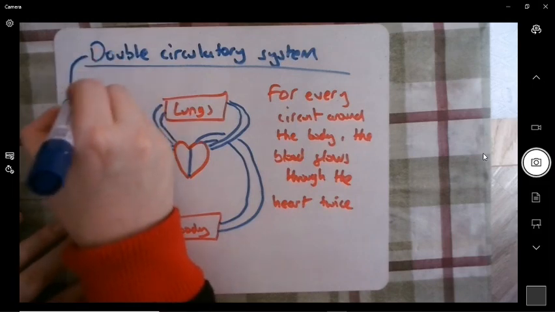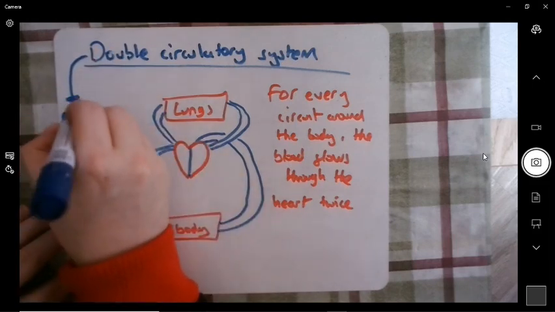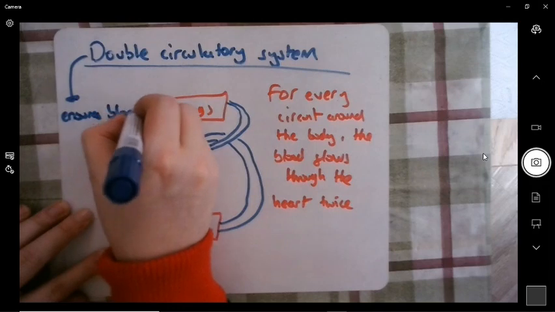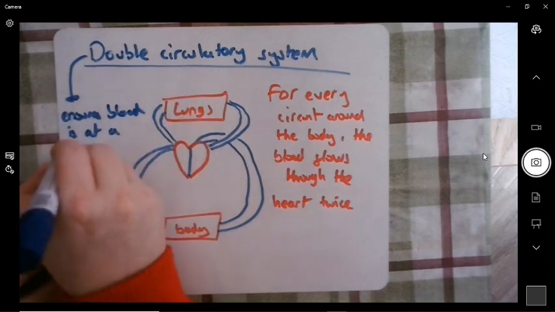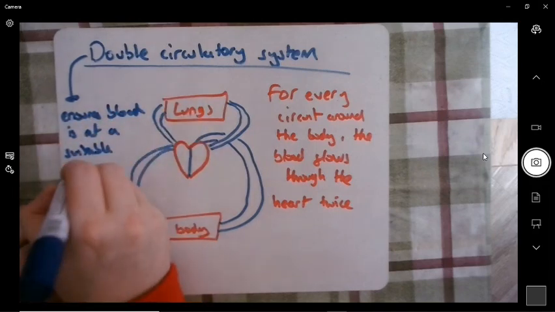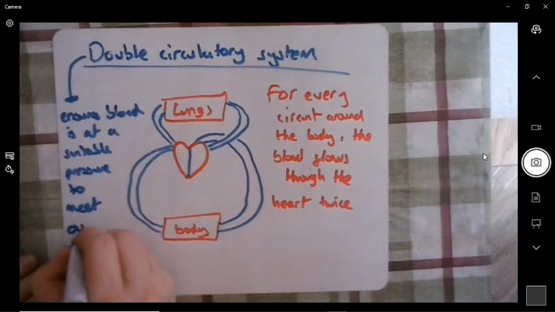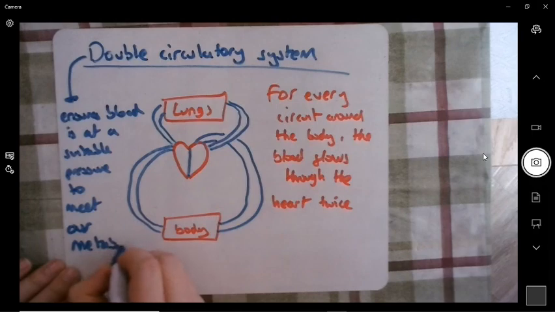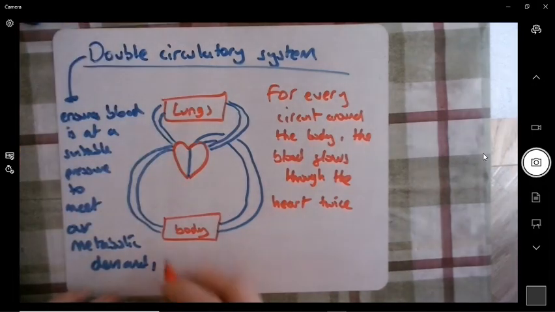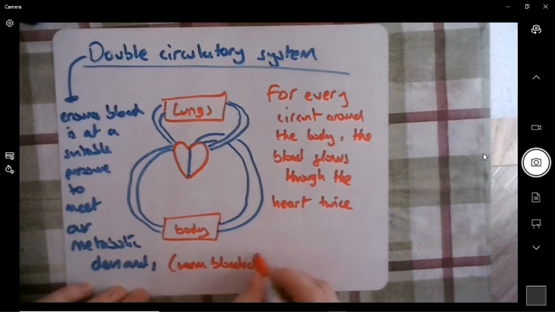So a double circulatory system ensures blood is at a suitable pressure to meet our metabolic demands, because we are warm-blooded, so we have really high metabolic demands to do with energy.